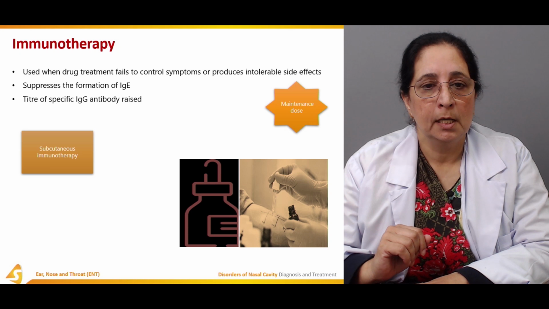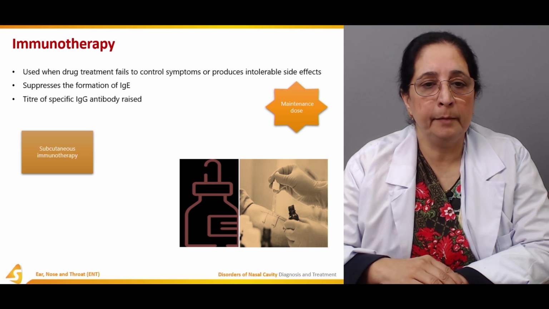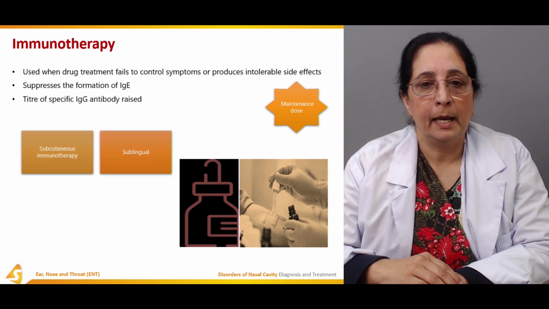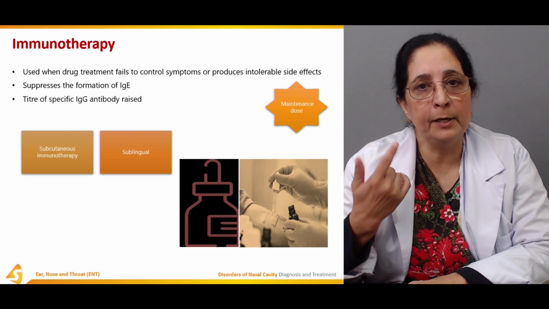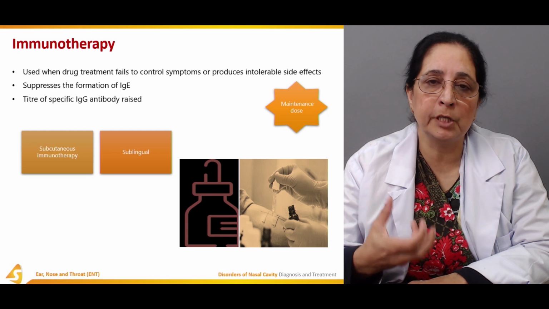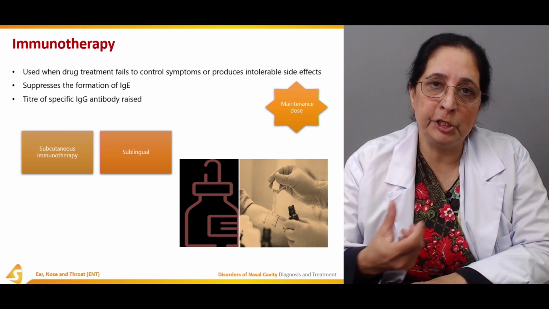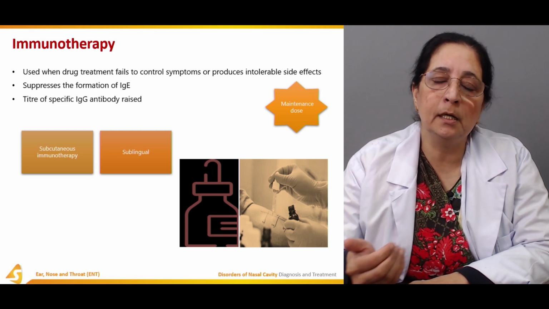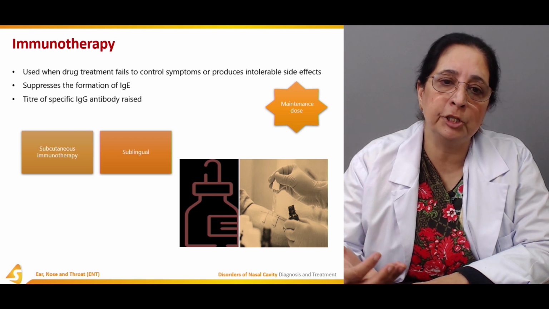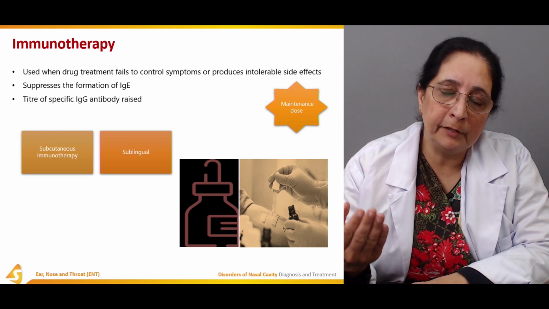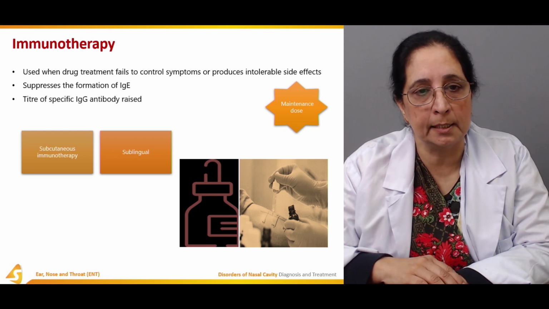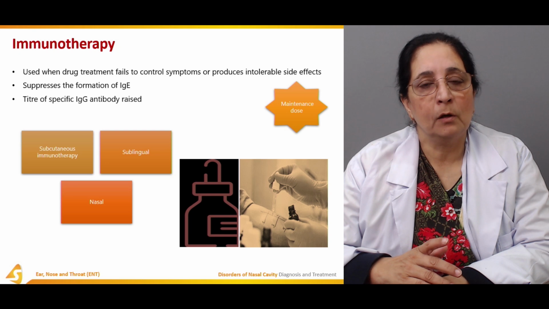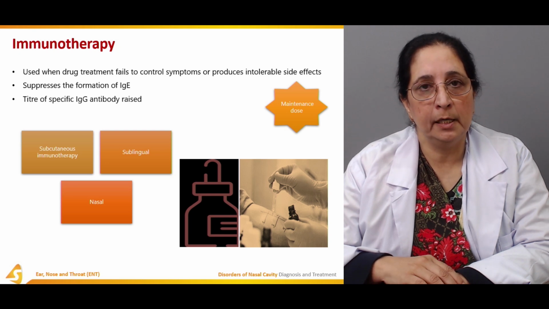Maintenance dose, subcutaneous immunotherapy, and sublingual therapy can be used. Sublingual is under the tongue, subcutaneous is in the fatty tissue. Subcutaneous is the third layer of the skin, which is the fatty tissue, and a 45-degree angle is used to inject the medicines subcutaneously. Nasal also can be used in the nose.